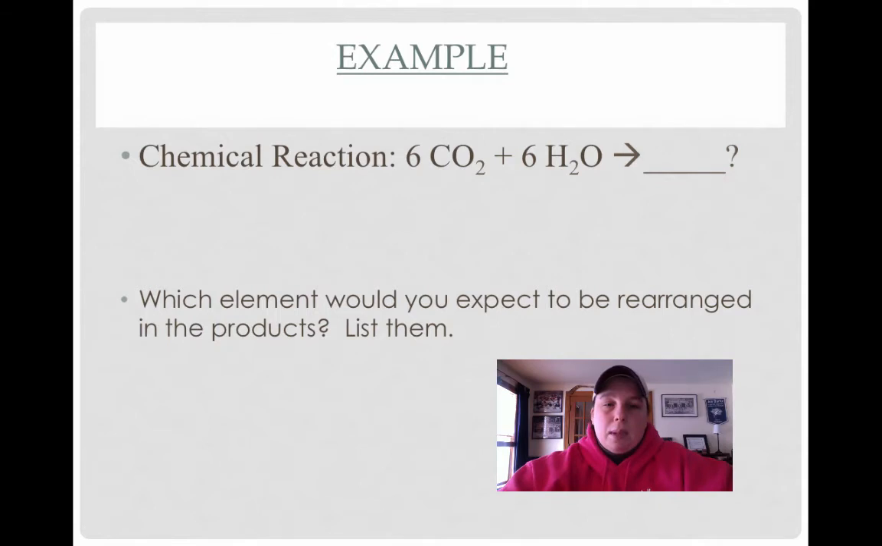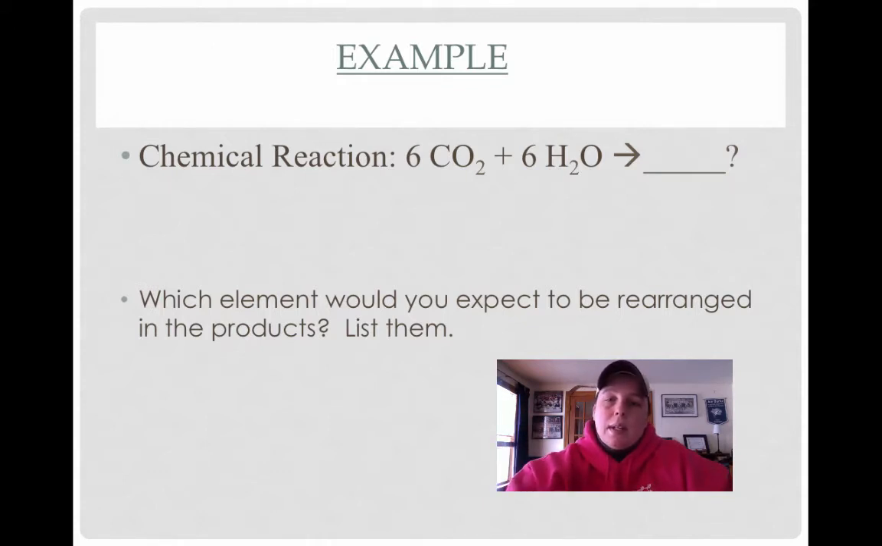So, for example, let's take a look at this. We've got carbon dioxide to start with. We've got 6 molecules of it. And we also have water, H2O. So let's take a look at those elements. What do we see there? Well, we see carbon, we see oxygen, and we see hydrogen. Now, I know oxygen's written twice, so that's okay. We took that into account.